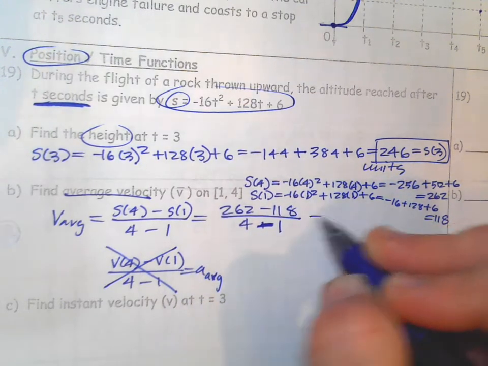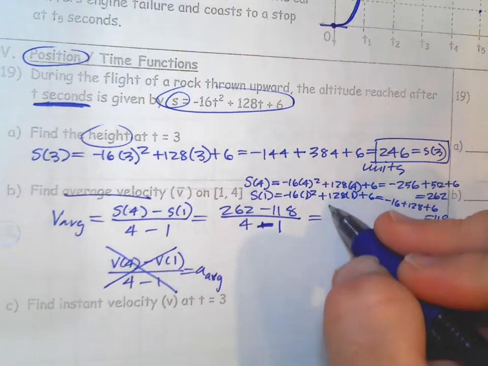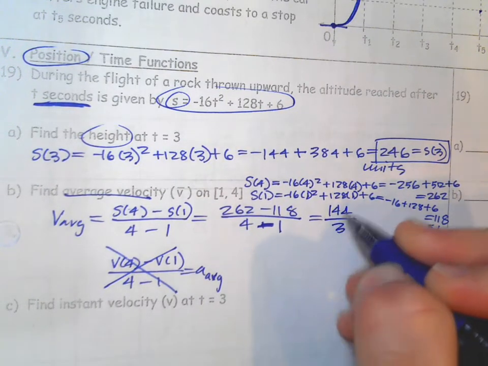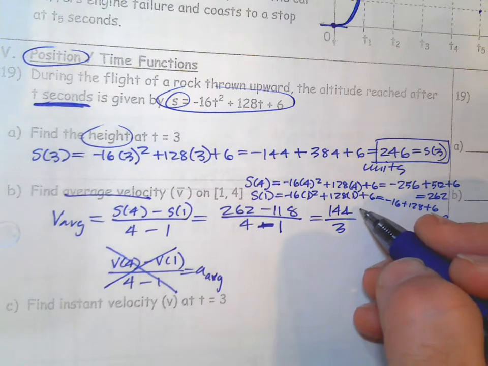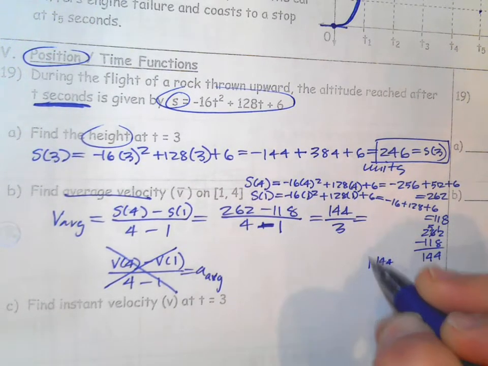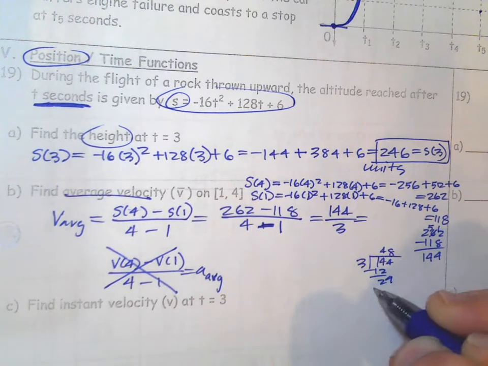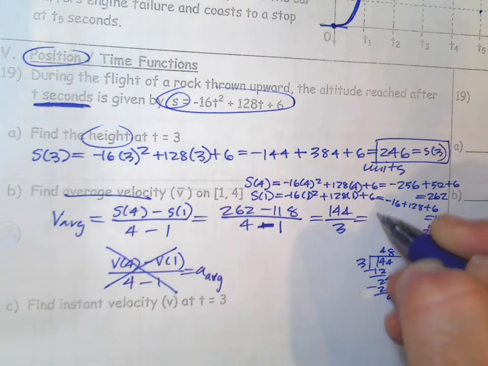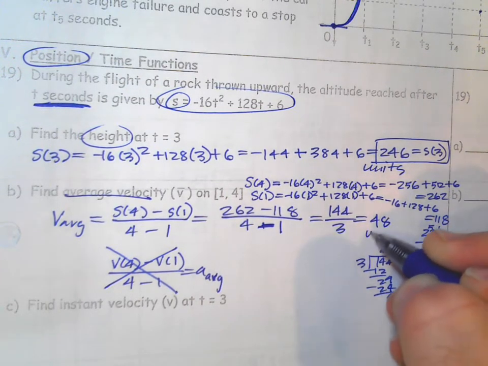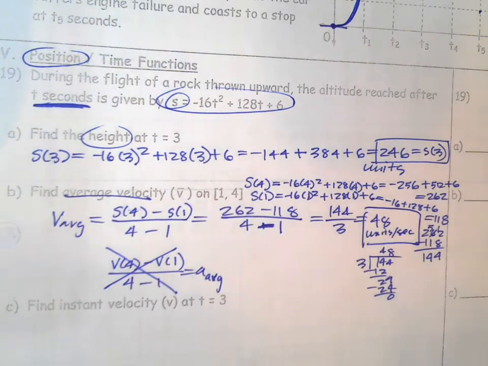Okay, so 262 minus 118. Borrow from that. 12 minus 8 is 4. 5 minus 1 is 4. 144 over 3. 1 plus 4 plus 4 is 9. 3 goes into 9, so 3 should go into this. So, I mean, you could do 144 divided by 3, do a little long division, 48 units per second. The average velocity.